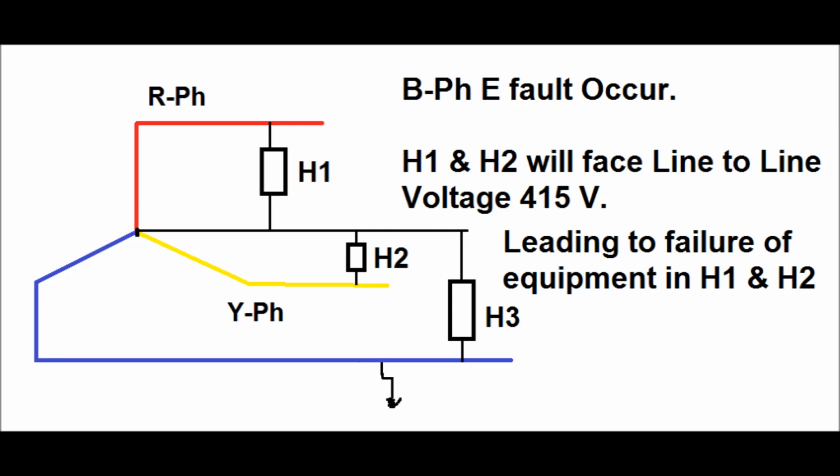As the equipment in domestic loads is designed for a 240 volt supply voltage, under the earth fault condition with floating neutral, the H1 and H2 line to line voltage is 415 volt, and this overvoltage leads to failure of the equipment in household 1 and household 2.